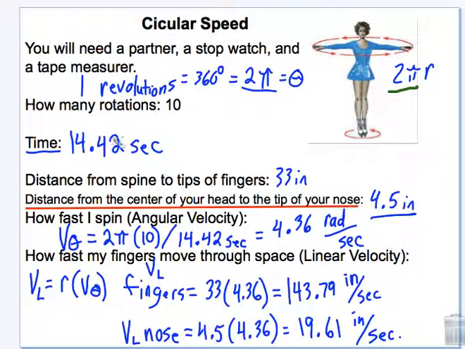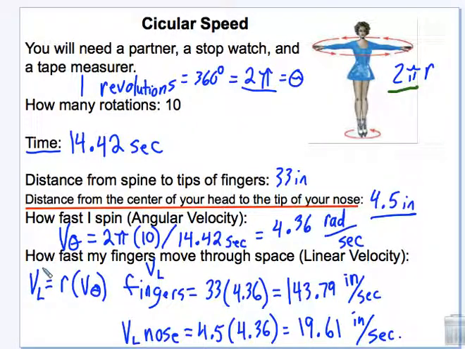And then our time for 10 revolutions, mine was 14.42, yours was whatever it was. Okay, so one way we can use that information to find angular velocity is we multiply the number of radians in 1 revolution times the number of revolutions, and then we're going to divide it by our time. Okay, and that will give us how many radians per second our angular speed or angular velocity was.